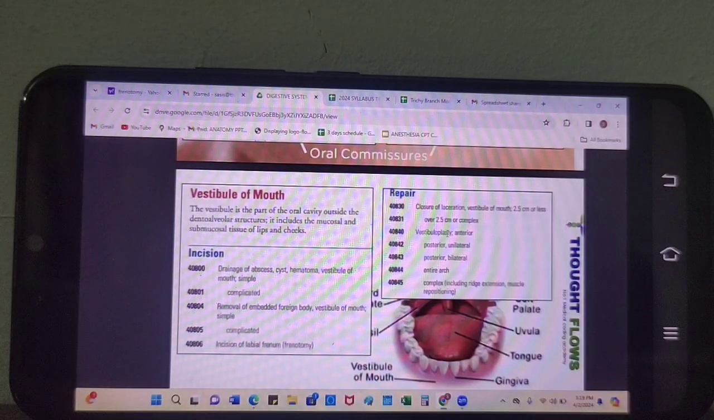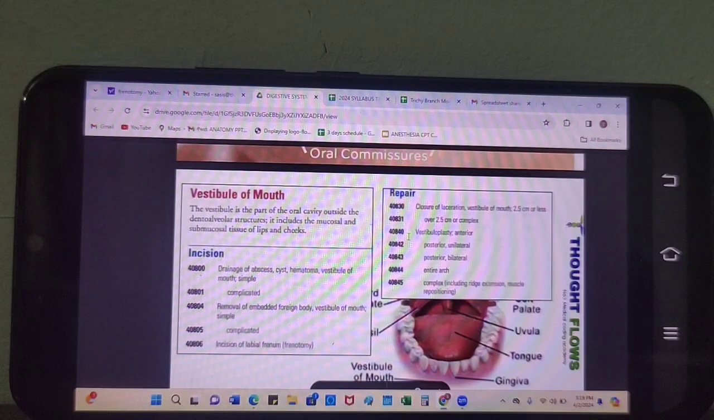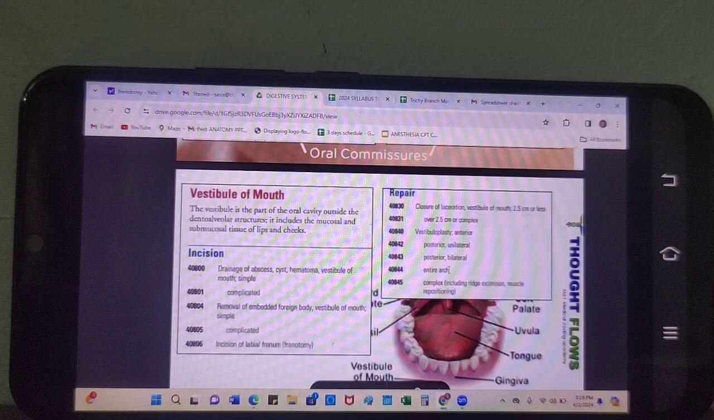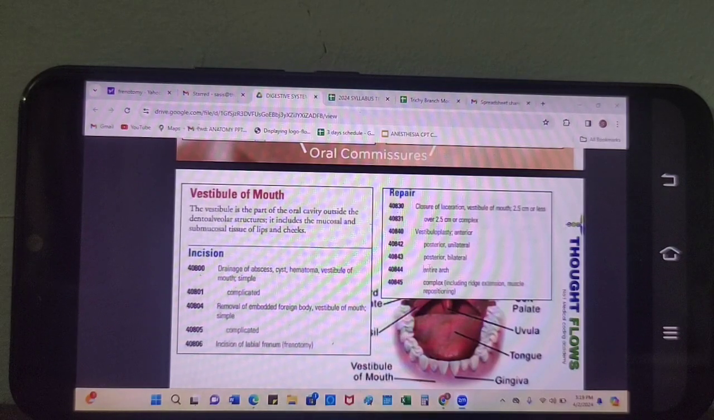Then vestibuloplasty. Repair, anterior: the surgeon makes a suture at the location of anterior vestibuloplasty, 40840. Posterior means inside. Posterior unilateral 40842, bilateral 40843. If the surgeon makes a suture at the entire arch, go for 40844.